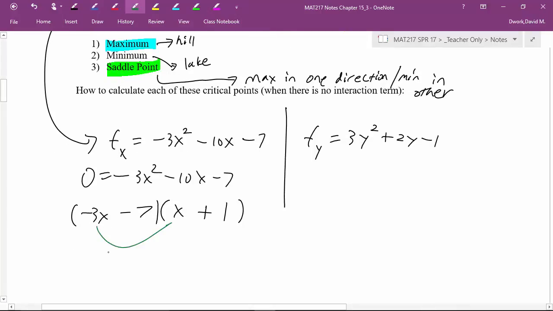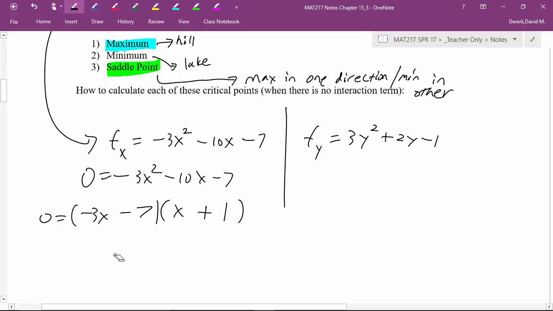Multiply through. Negative 3x times x is negative 3x squared. Negative 3x times 1 is negative 3x. Negative 7 times x is negative 7x. Negative 7 times 1 is negative 7. That's just the guess and check method. You can use any method you want, but that's prerequisite material, so I'm not going to spend time going over that in this video.